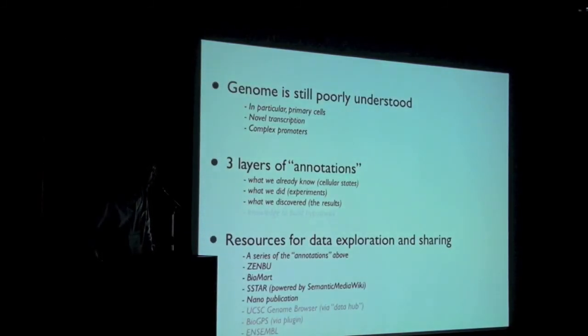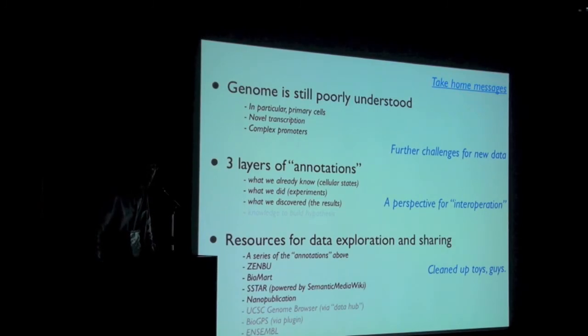Okay, this is the summary. First, the genome is still pluralistic, which is why we have to cope with additional data. In particular, primary cells are still pluralistic. And we have many novel transcripts and complex deviations for communities. We provided 3 layers of annotations: what we already know, what we did, and what we discovered. We established several resources, and some of them are already almost ready, and some of them we are still working on, but we are going to establish soon.